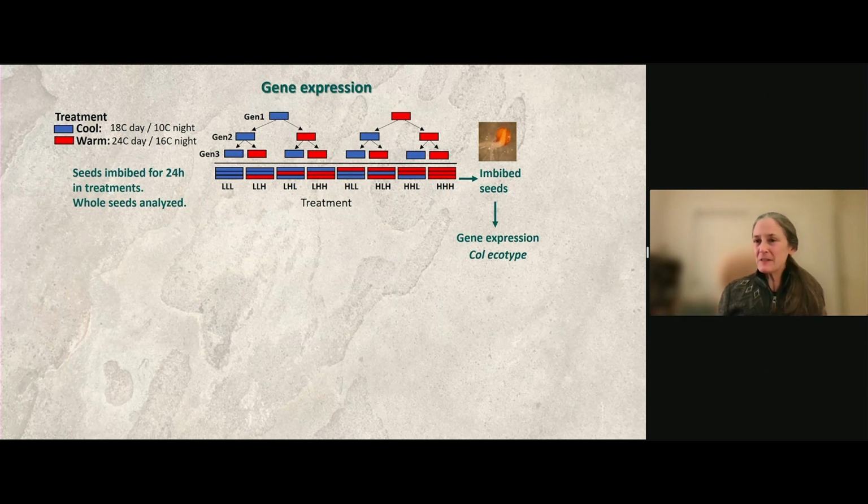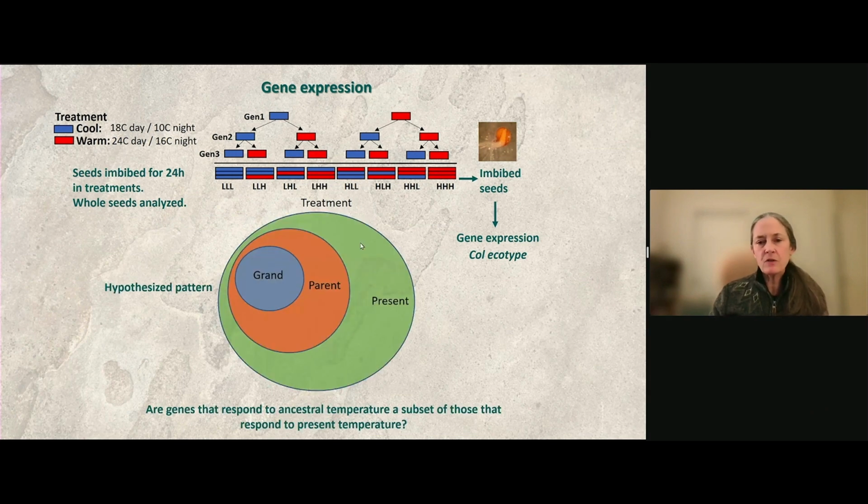So one hypothesis, if we were to expect that at the level of gene expression, genes would be responding more to the present environment than the past, we might expect this pattern such that many genes are responding to the environment of the present. A subset of those might be responding to the parent environment, and a subset of those might be responding to the grandparent environment. Well, given that we did not see that for the phenotype itself, it should not surprise you that we did not see that at the level of gene expression.